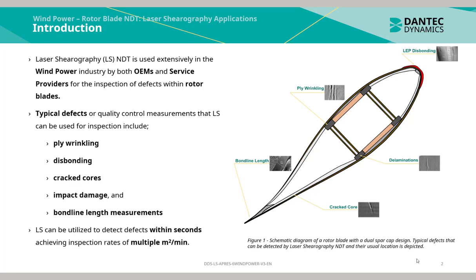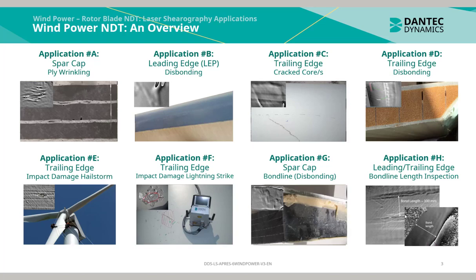Presented to the right in Figure 1 is a schematic diagram of a rotor blade with a dual spar cap design. Typical defects that can be detected by laser shearography NDT and their usual location are depicted. Here is an overview of laser shearography applications used for rotor blade NDT.